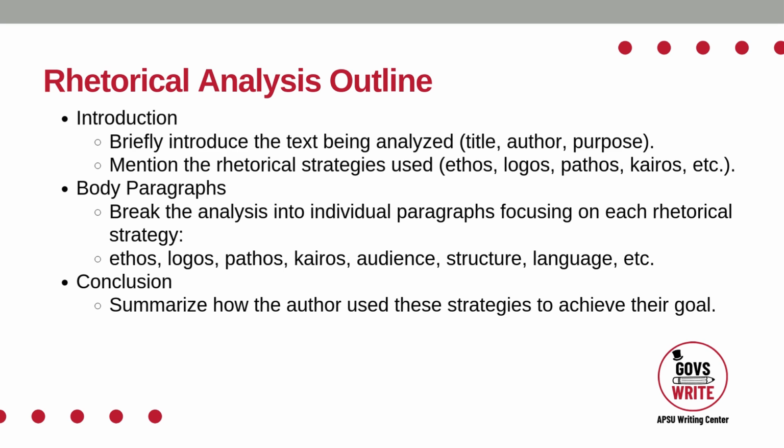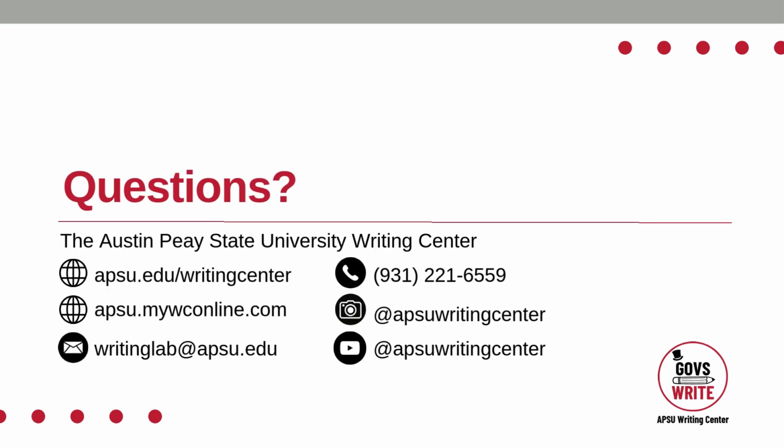So for your outline, you're going to start with an introduction, briefly introducing your topics such as ethos, logos, pathos, kairos, and more. And then for your body paragraphs, you'll break these down into individual paragraphs, such as one paragraph for kairos, one for structure, one for language, and more. And then in conclusion, you will summarize how the author used these strategies to achieve their goal.